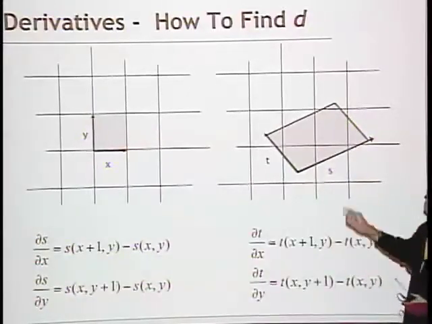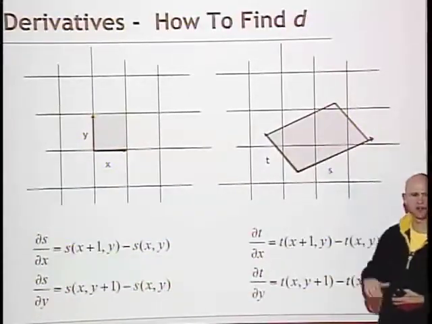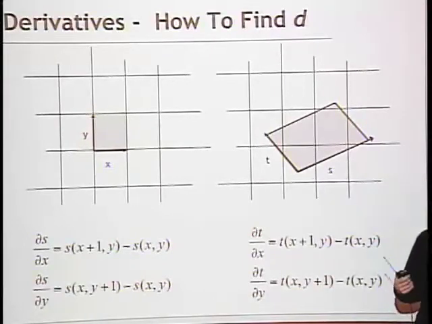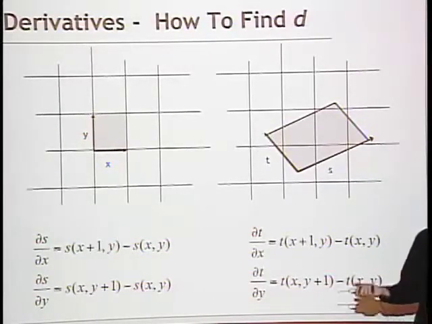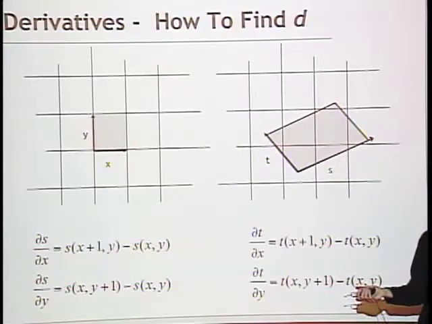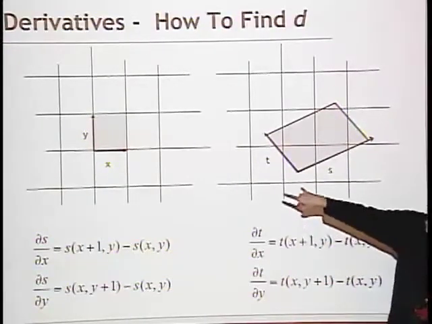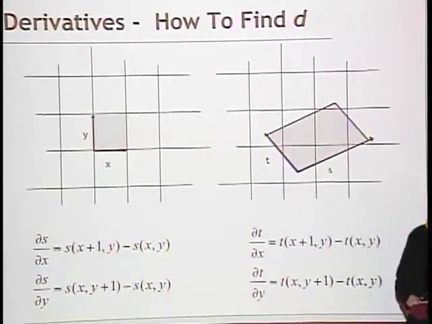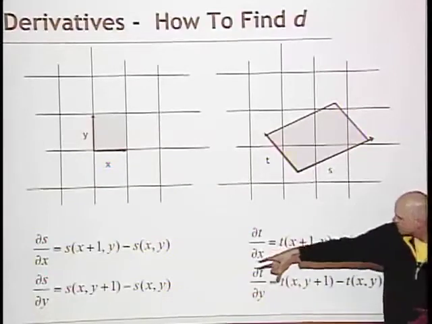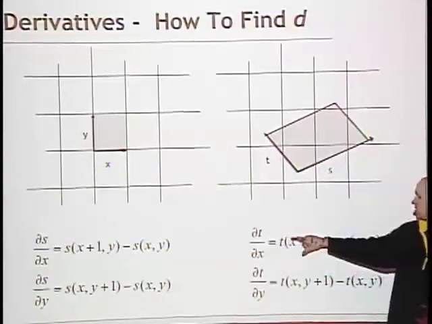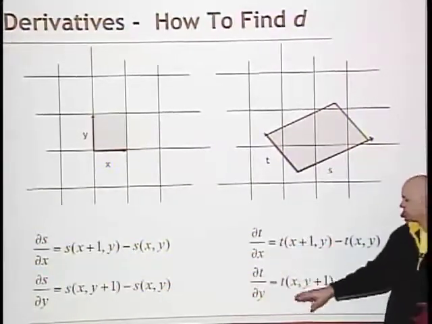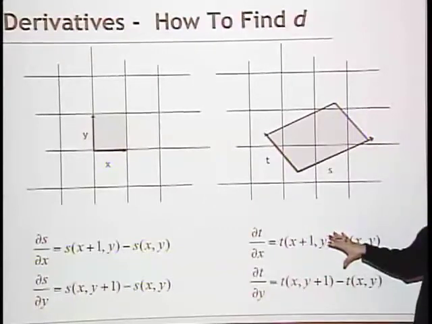So the derivative is S here minus S here. So it's a discrete derivative rather than some sort of continuous derivative. But all it is: as I change X by 1, how much does S change? As I change S by 1, how much does Y change? As I change T by 1, how much does X change? So these are easy to compute.